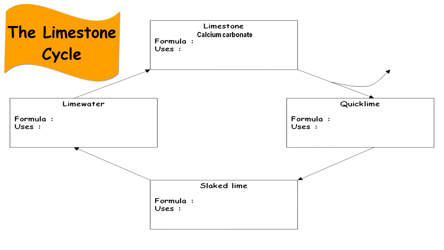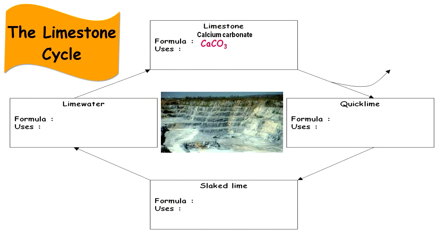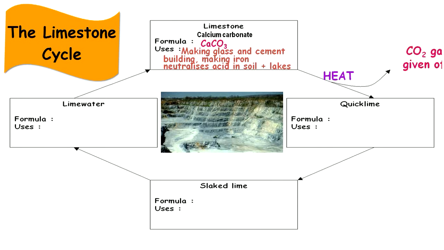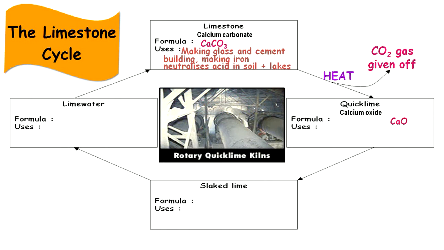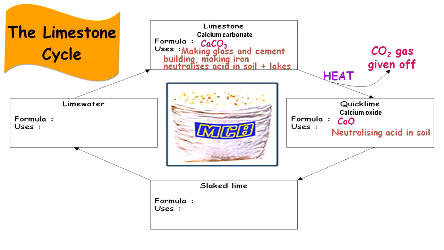Limestone has a formula CaCO3, and the uses of limestone are making glass and cement, building, making iron, neutralizing acid in soils and lakes. From limestone we can make quicklime by heating it, which also produces carbon dioxide. The formula for quicklime, also known as calcium oxide, is CaO. The uses of calcium oxide is to neutralize acid in soil.